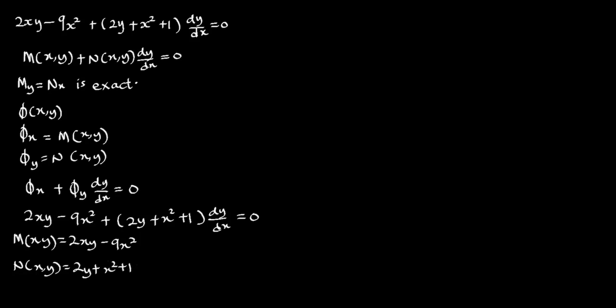Now you're going to find the partial derivative of M(x,y) with respect to y. When you do this, you get M_y, which is equal to the partial derivative of 2xy, which gives us 2x because the y becomes 1. For minus 9x squared, because you don't have any y variable there, it becomes 0. Let's do the same for N(x,y). The first term, 2y, becomes 0 because it doesn't have any x variable. The second term, x squared, becomes 2x, and the 1 becomes 0 also. So you see that both partial derivatives are equal, so the differential equation is exact.